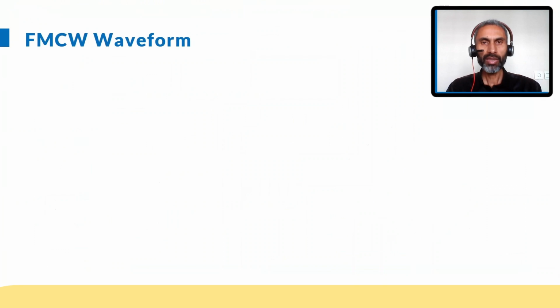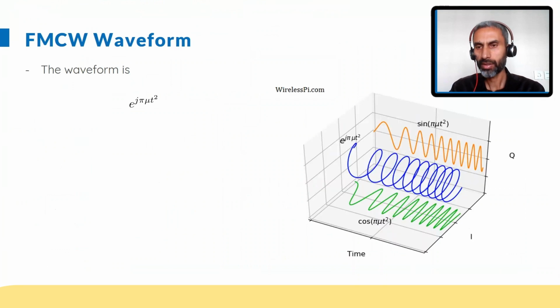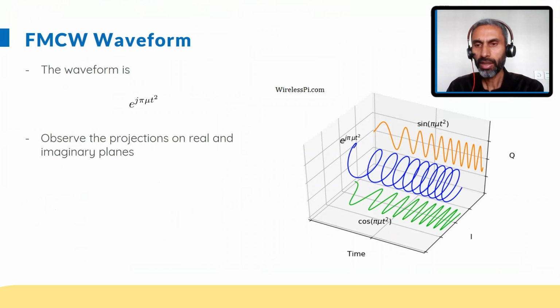Let us see now how an FMCW waveform looks like. The mathematical expression is given by e raised power j pi mu t square. This is how the diagram is in IQ plane. And look at the projections on the real and imaginary planes. The imaginary projection is sine pi mu t square and the real projection is cos pi mu t square, much like the complex sinusoid we saw before.